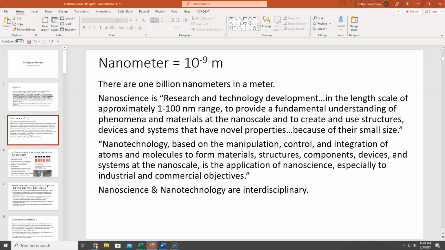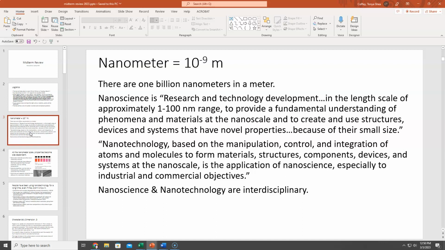Okay, so launching into the material. This is nanoscience, right? So the nanometer is 10 to the minus 9 meters, or 1/billionth of a meter. And nanoscience is defined as research and technology development in the length scale of the 1 to 100 nanometer range to provide a fundamental understanding of phenomena and materials at the nanoscale and to create new structures, devices, and systems that have novel properties because of their small size.